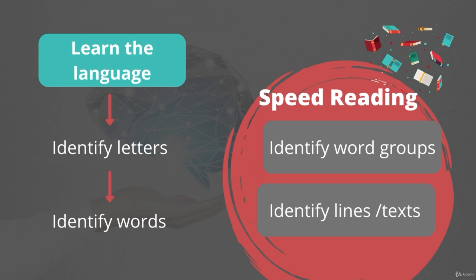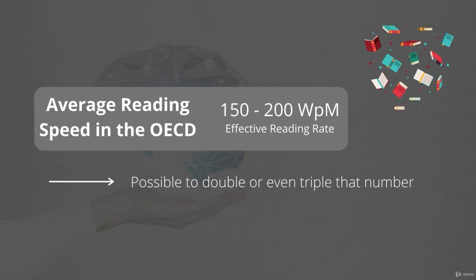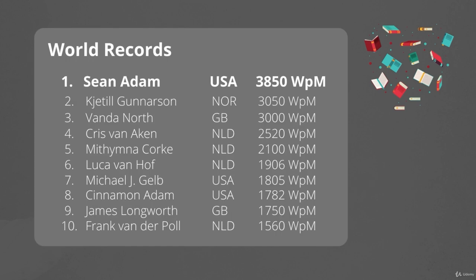But it is possible. The average reading speed in the OECD is around 150 to 200 words per minute. If we take a look at the effective reading rate, so the number of words that you're actually able to understand within 1 minute. But the best speed readers in the world didn't only manage to double or triple that number, they managed to increase it by 20 times. The current world record is 3,850 words per minute, which is insane if you think about it. But it shows us that it's possible.